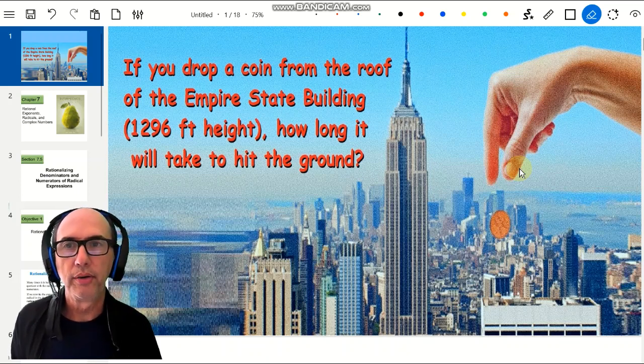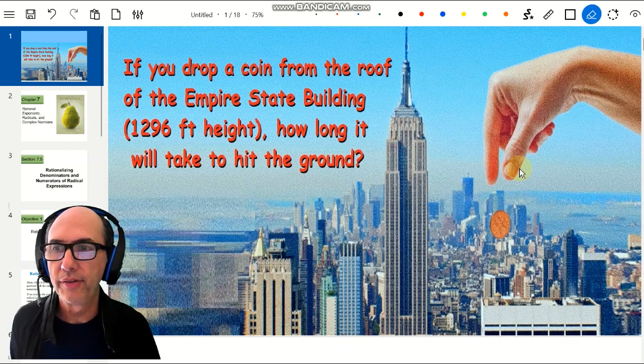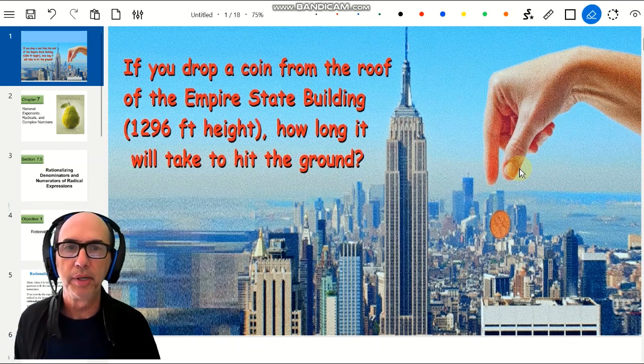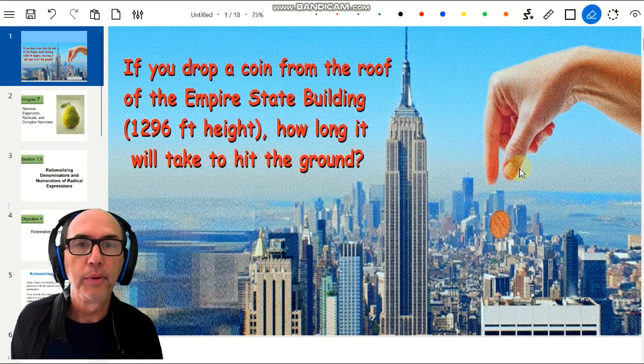Hello, welcome back to our intermediate algebra course, and today we will talk about section 7.5, rationalizing denominators and numerators. But first, as usual, think about the puzzle.